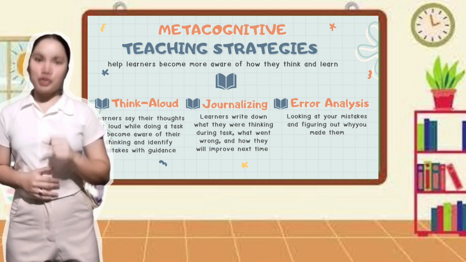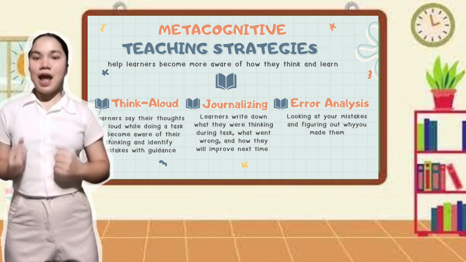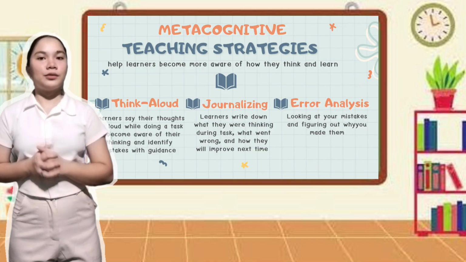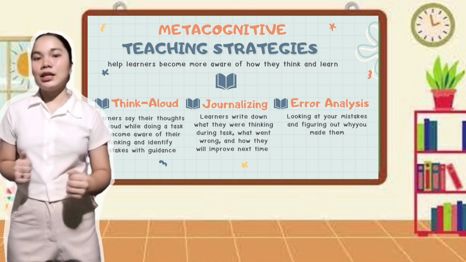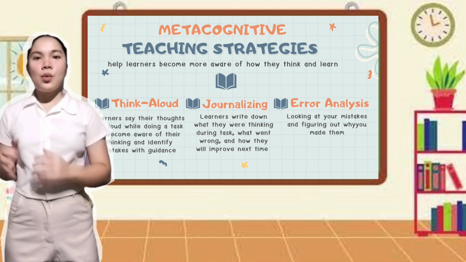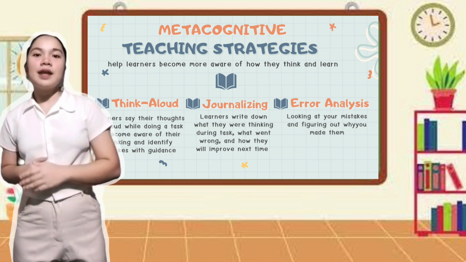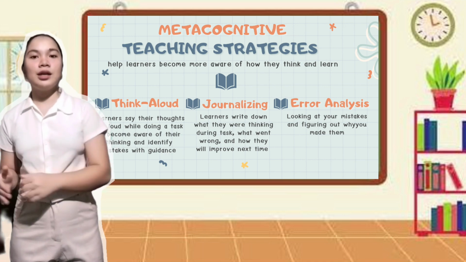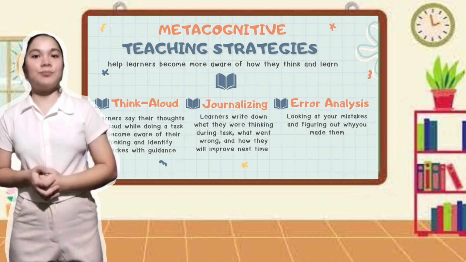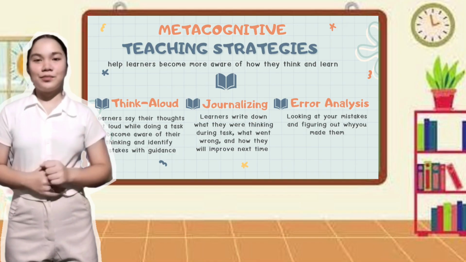Second is journalizing. It is the act of writing down your thoughts, feelings, and reflections about your learning or experiences. For example, you have an essay activity and before finalizing your essay, you make a draft first where you can jot down all your thoughts about your topic. So journalizing helps you understand what you learned, what confused you, how you felt, and how you can improve next time.